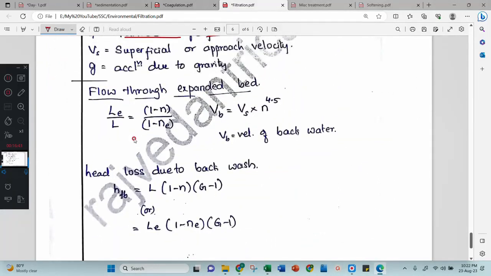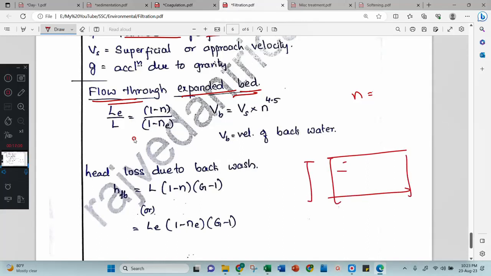Now, flow through expanded bed. For the expanded bed, Le divided by L equals (1 − n) divided by (1 − ne), where n is porosity. We are using porosity. Then Le is the expanded bed. Say for example, this is our sand bed of L distance, and you want to extend this bed for some reason. Then you are putting some extra material, which we will consider as Le.